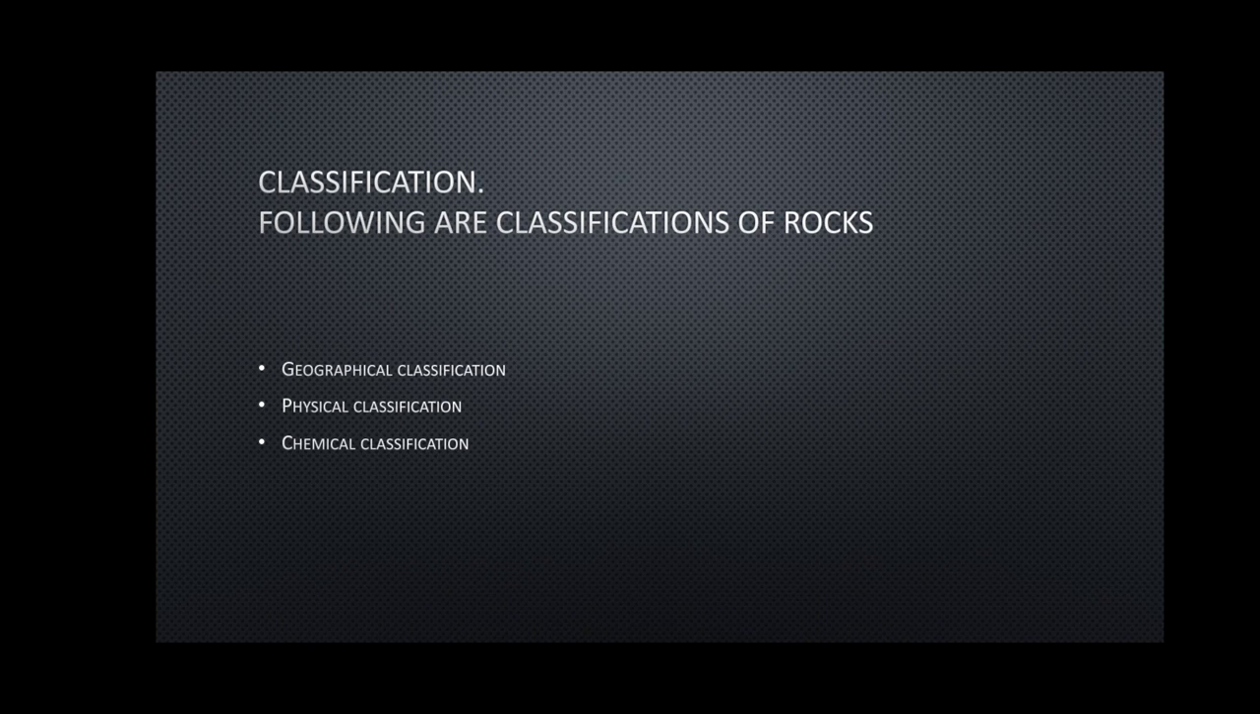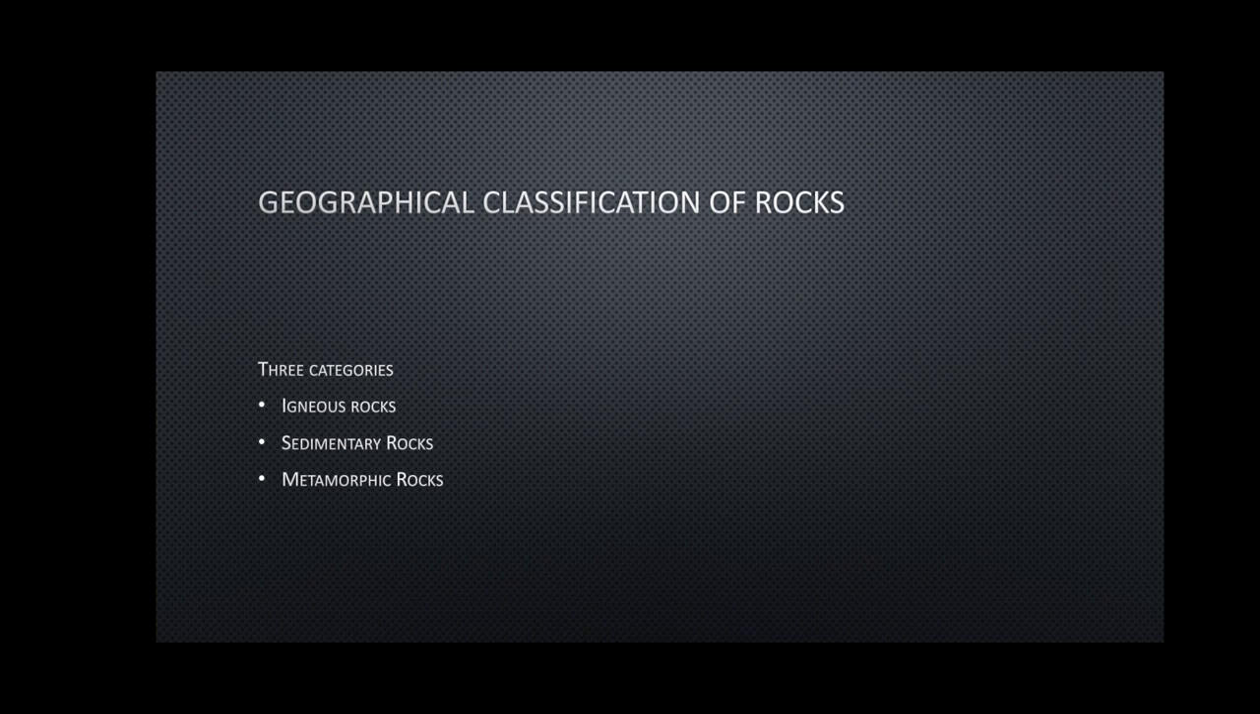The rocks are classified according to the geography, according to the physical look, according to chemical composition. So first we will discuss the geological classification of rock. The geological classification of rock is the classification depending upon how the rock was originally formed.